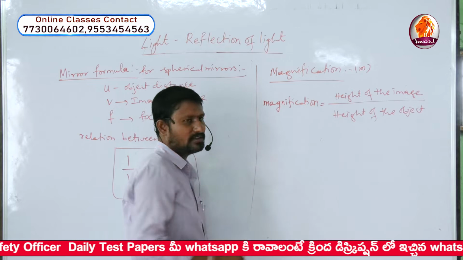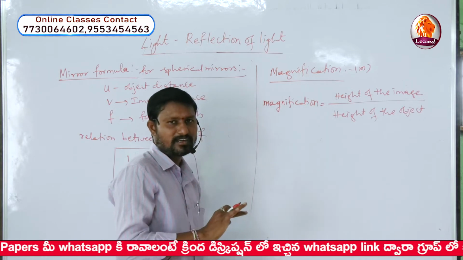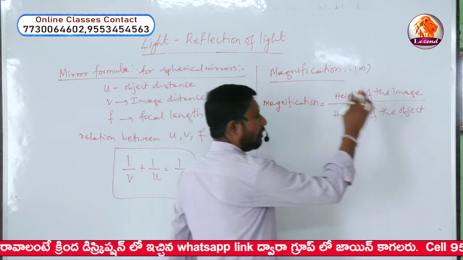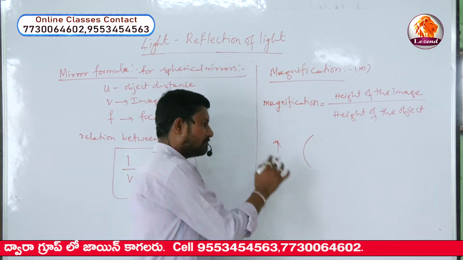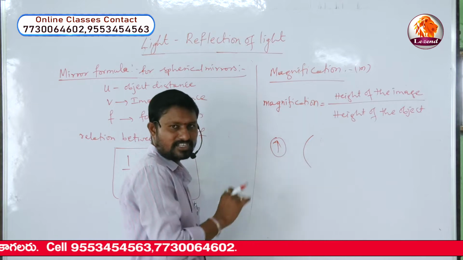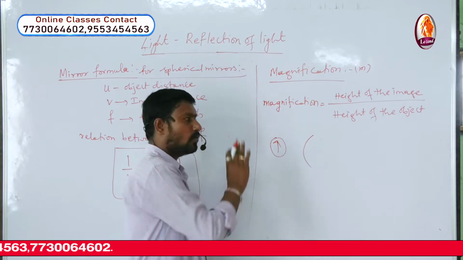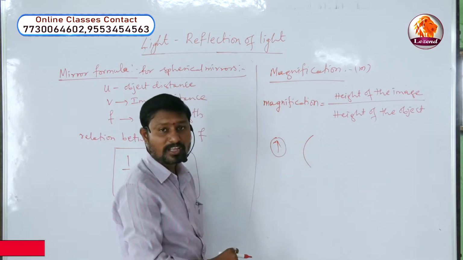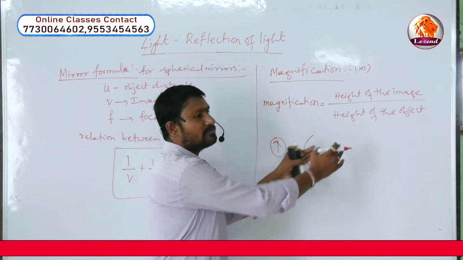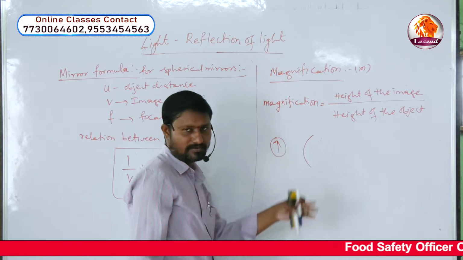But how to remember this simply? Generally, the object we place in front of the mirror. Understand? The object size is fixed. It never changes. Only the image size will change, depending upon the position of the object in front of the mirror, for concave or convex.